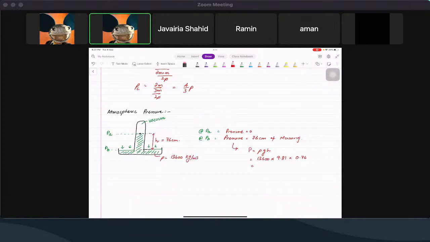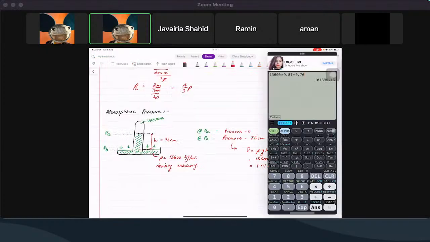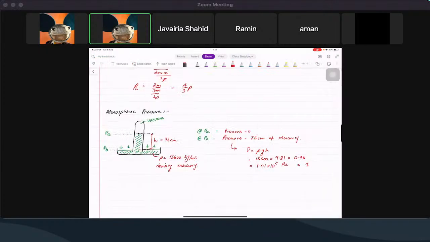You need to remember this. They can ask you in the estimation, so you should know. So when you find this, it will be 13,600 times 9.81 times 0.76. That comes out to be 1.01 times 10 raised to 5 pascals, which is a standard value, and we call this 1 ATM, which is 1 atmosphere, and that's the pressure at sea level.